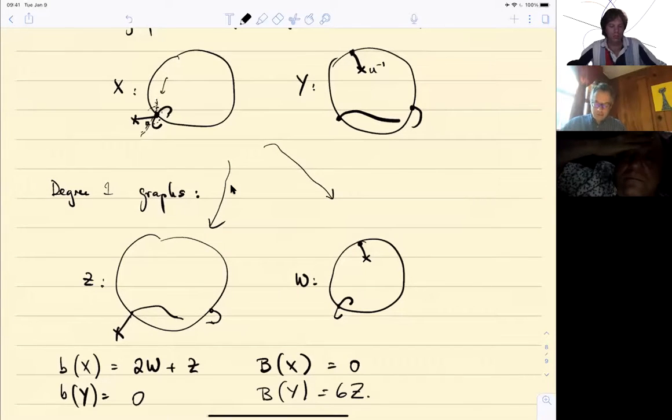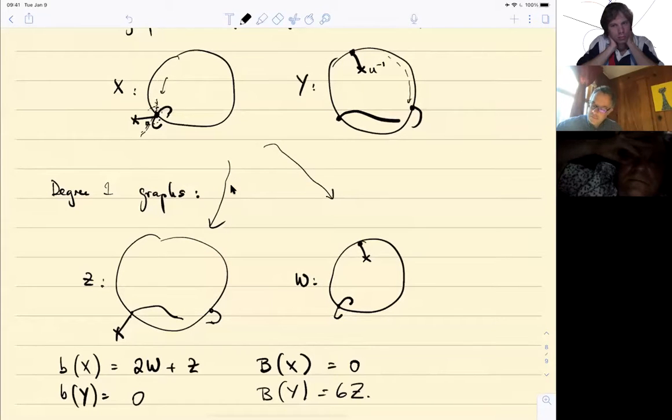About the other calculation, the fact that little b of Y gives 0 simply comes from the fact that there are only trivalent vertices here, so there's nothing to split. And big B of Y being 6Z comes from the fact that when I do B, I'm moving my framing everywhere around this face. I could put it here, I could put it here, and so on. There are 6 ways to do that, and they all come with the same sign.